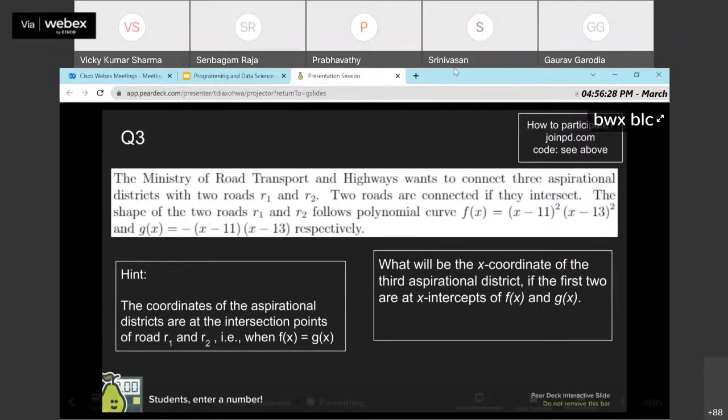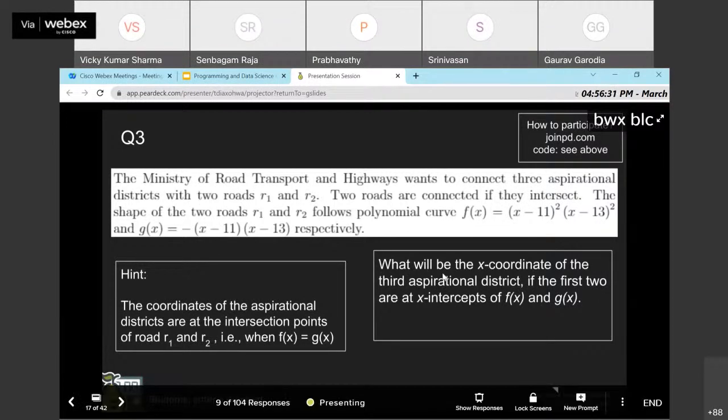Okay. Now again you can take some 3 minutes to solve this, and I can see already 9 of you have given a response. Good.